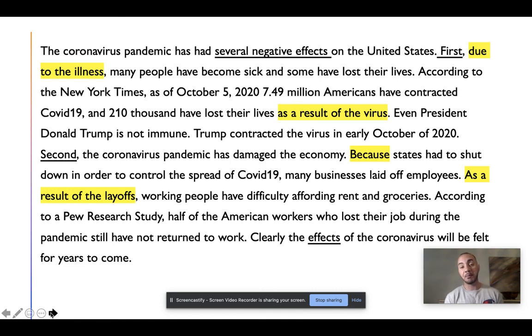And as you probably figured out, the underlined words are your major supporting transitions, so first and second. But I've also underlined the keywords in both the topic sentence and the closing sentence that indicate to the reader that this is in fact a cause and effect paragraph. Highlighted in yellow are your cause and effect transition words.